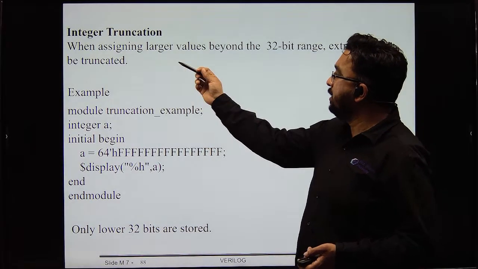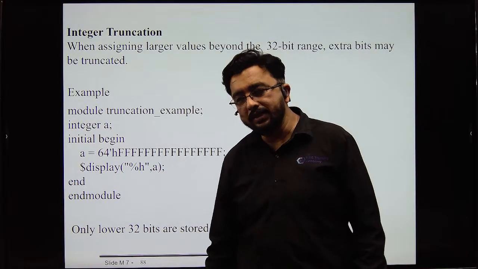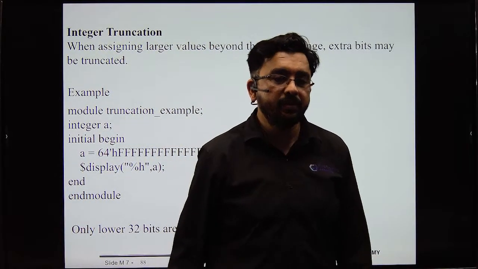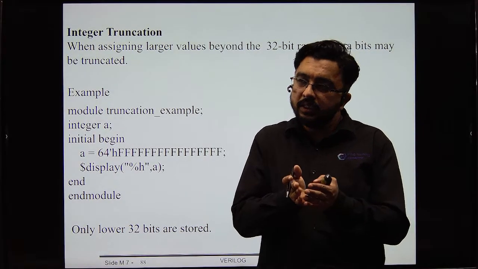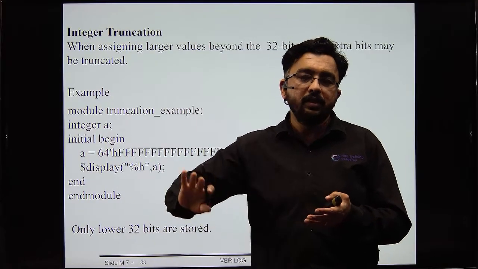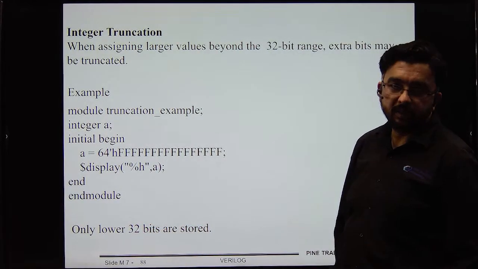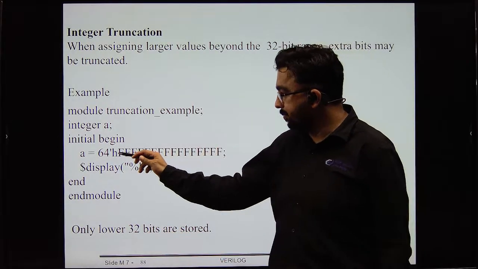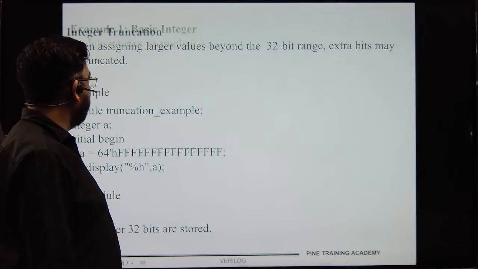When assigning a larger value beyond the 32-bit range, extra bits may be truncated. As you know, the range of any integer is 32 bits. But if you are defining it in 64-bit, the upper 32 bits will be discarded, not added. Only the lower 32 bits are stored. So this is one simple understanding of integer truncation.